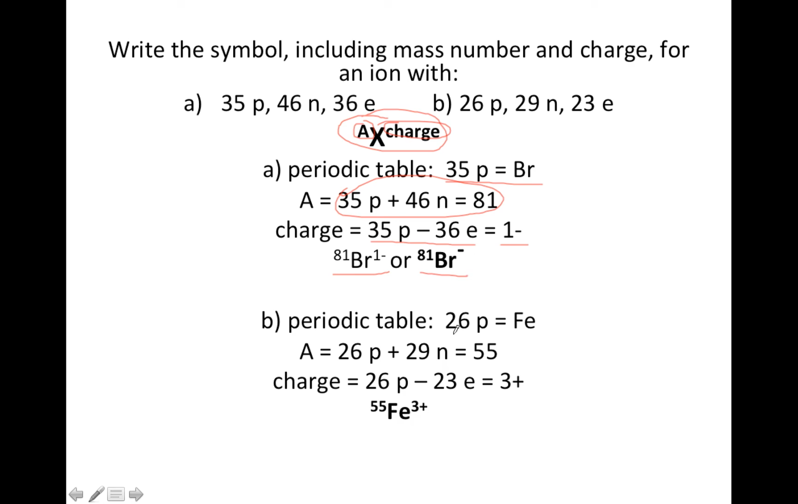Second example, go to the periodic table, look up element number 26, and so it's Fe. The mass number, upper left number, protons plus neutrons, gives us 55. And the charge is protons minus electrons, 26 minus 23. It's going to give us a 3 plus charge. Difference is 3, and we have more protons than electrons, so it's a plus 3 charge. So final answer, 55 for the mass number in the upper left, 3 plus for the charge in the upper right. So that's it for this video. Good luck.